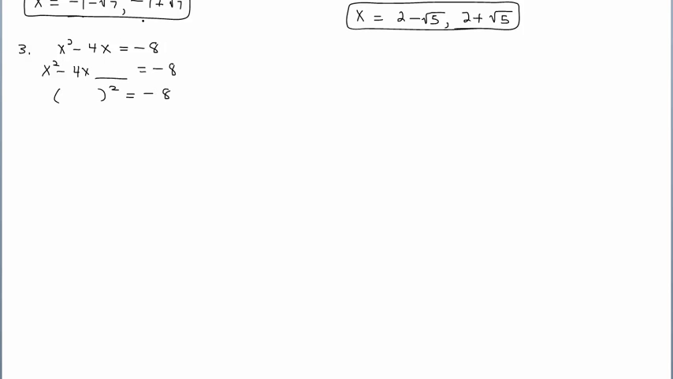All right, so we have to fill this blank in. So remember, it's half of b squared. So locate b, it's negative 4. Divided by 2 is negative 2. Squaring it is plus 4. And we have to make the adjustment and put plus 4 here.